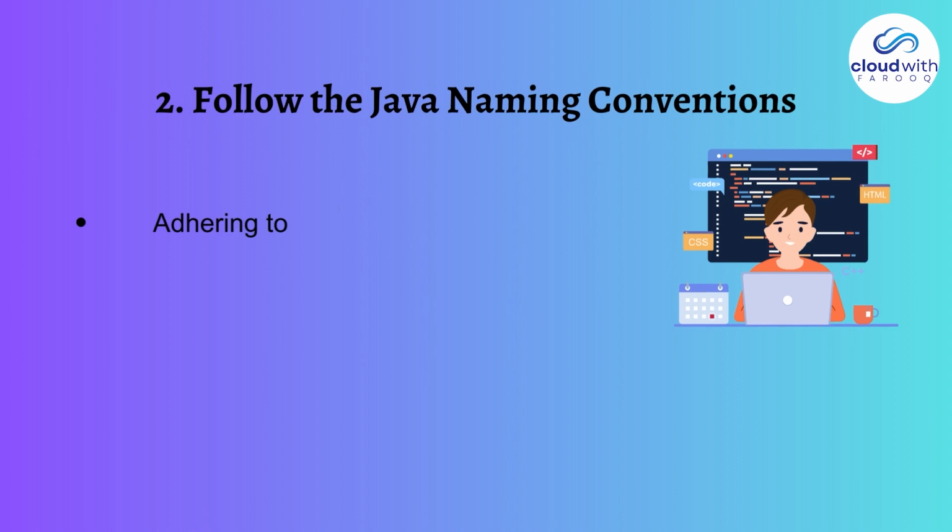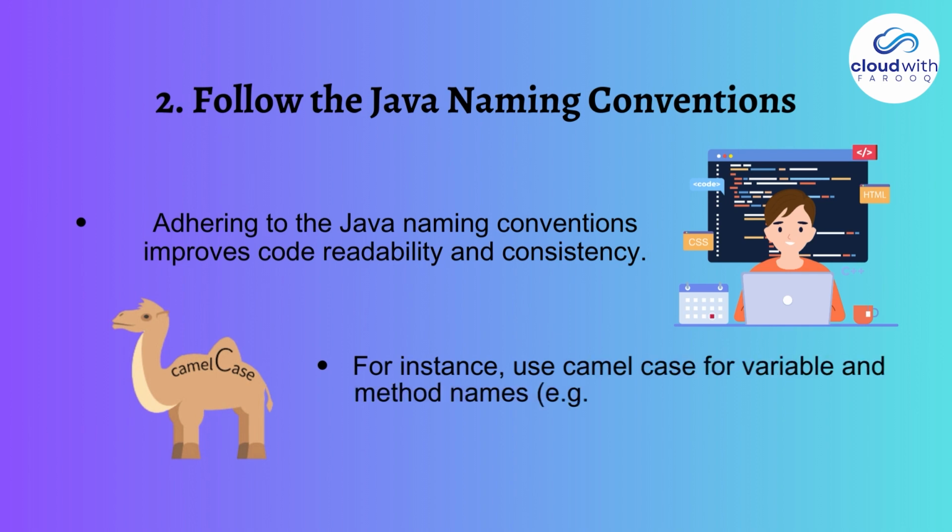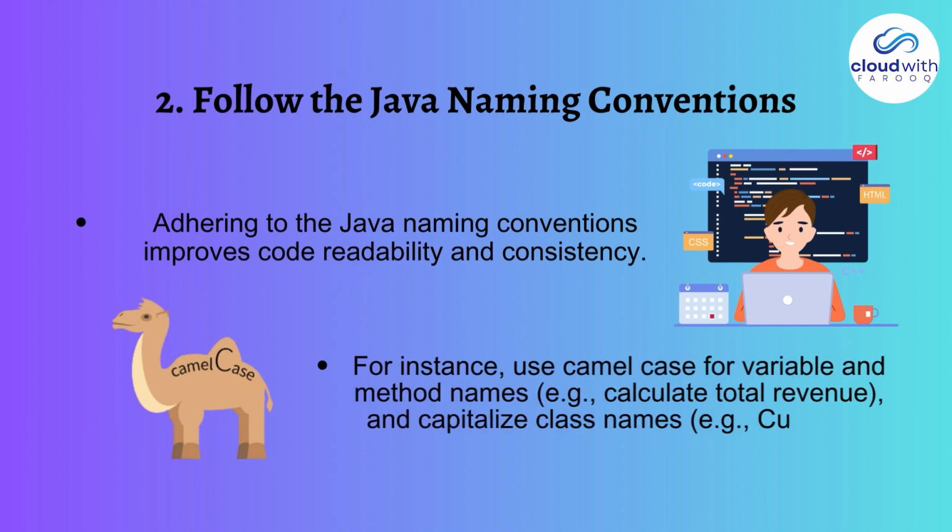Number 2. Follow the Java naming conventions. Adhering to the Java naming conventions improves code readability and consistency. For instance, use camel case for variable and method names and capitalize class names.